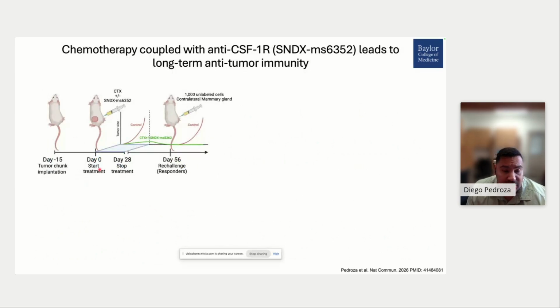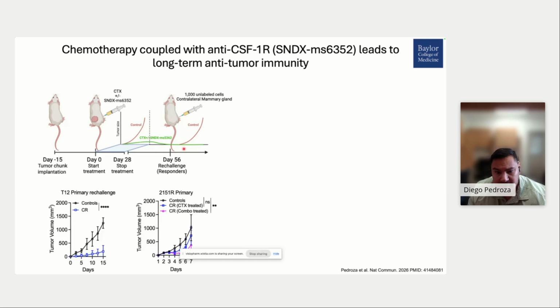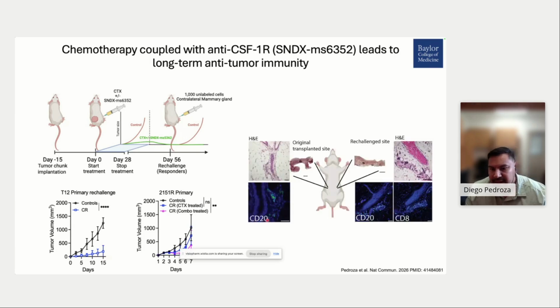We also go ahead and do what's called tumor cell rechallenge. So in the mice that completely eliminate the tumors, we actually take fresh tumor cells and re-implant them into the mice to rechallenge their innate and adaptive immune system. And again, you can see that some of the mice completely reject the tumor cells that we implant. And because they don't have any more tumor cells, we are able to actually remove the mammary glands from them.